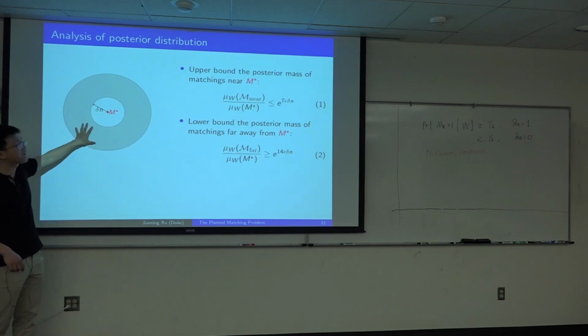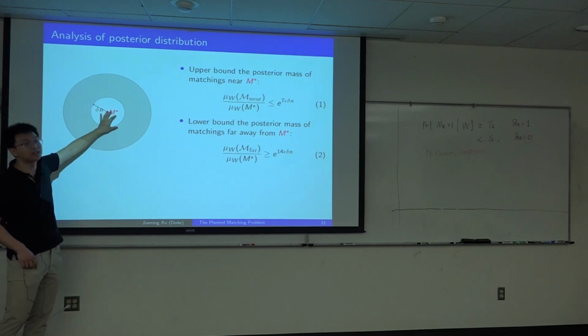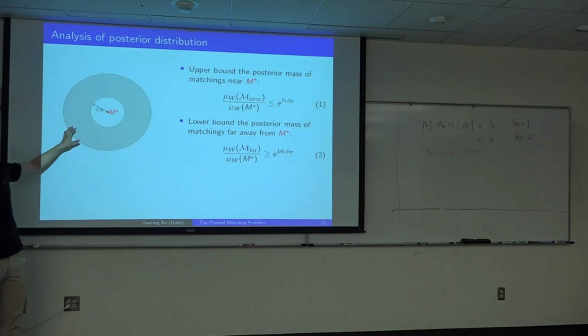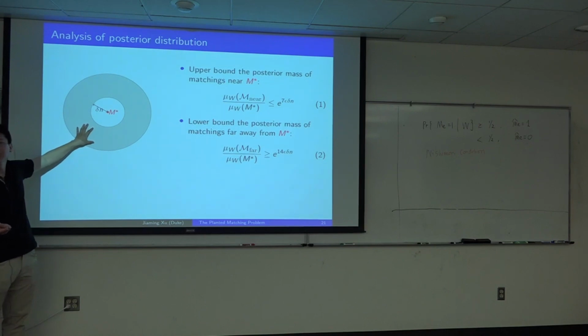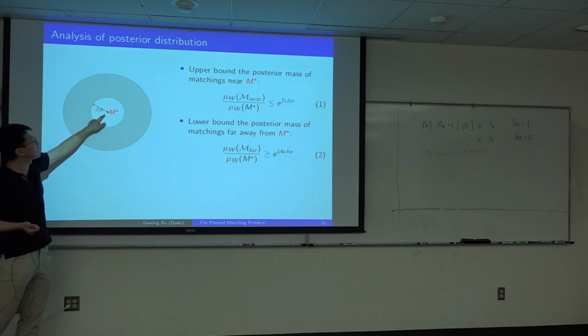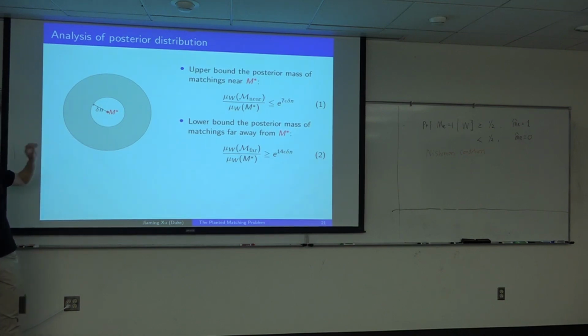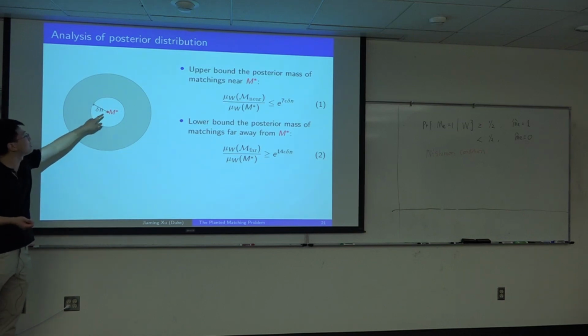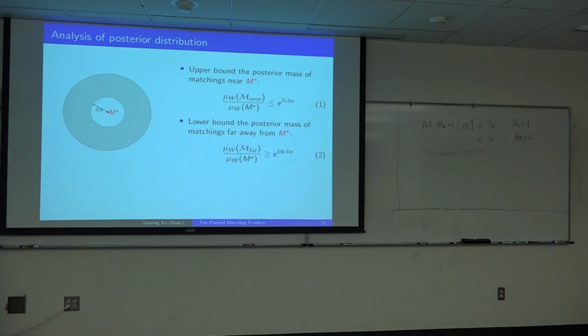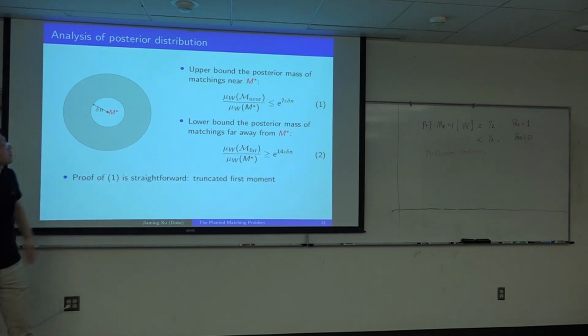Because the posterior mass here is much more than the posterior mass here. So if I draw a sample matching from the posterior distribution, very likely it will land in this region. And now since it lands in this region, the distance to m star is at least delta n. So that shows that the posterior sampler estimator will have a distance at least delta n, if I can show both of these two hold. Make sense?